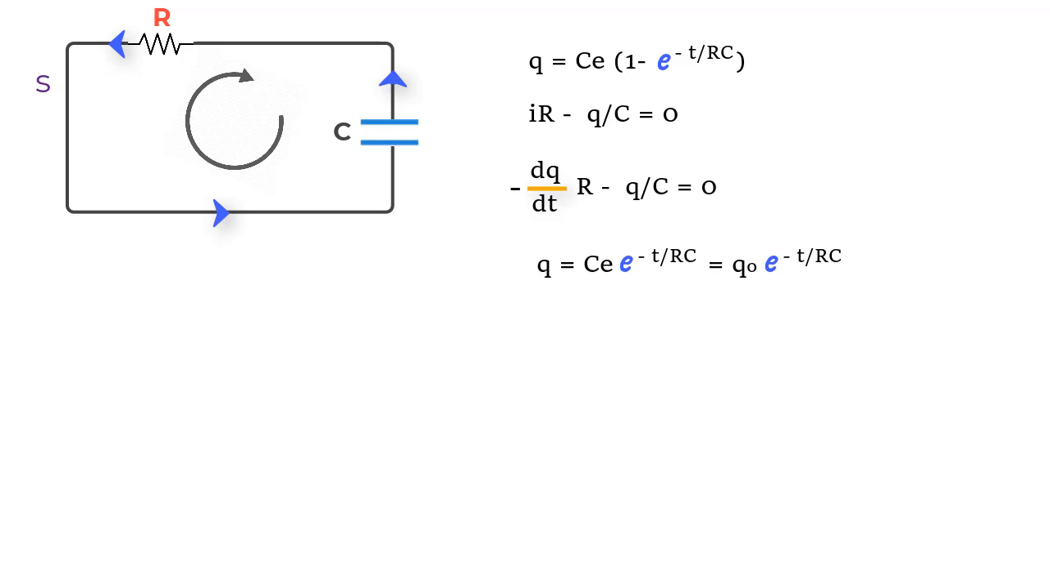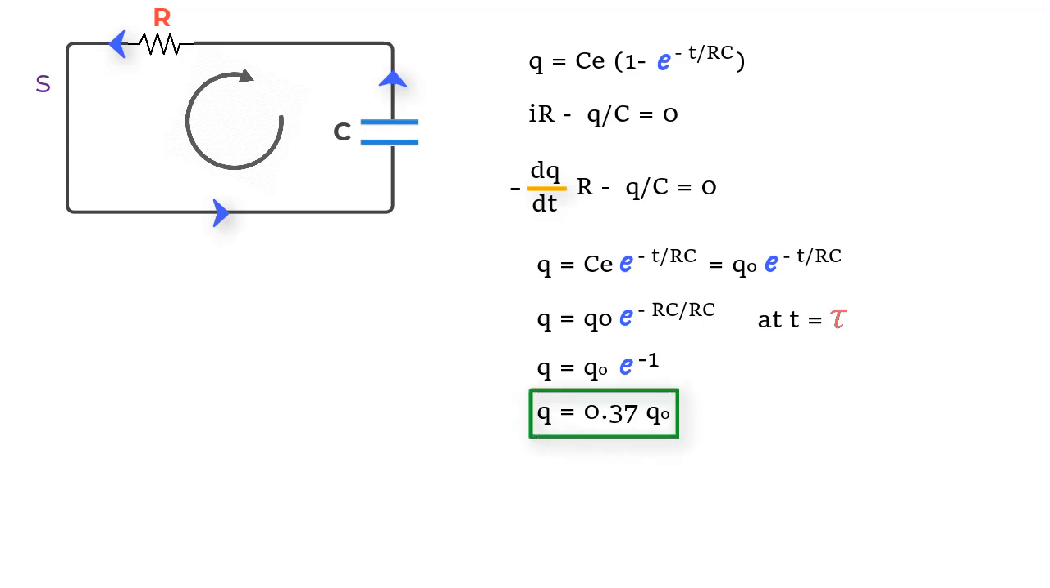So we can see that Q decreases exponentially with time, and after time tau, that is the capacitive time constant and equal to RC, the capacitor charge has come down to Q naught e to the power minus 1. That is about 37% of the initial full charge Q naught. So a higher tau value would mean more time taken for discharge.